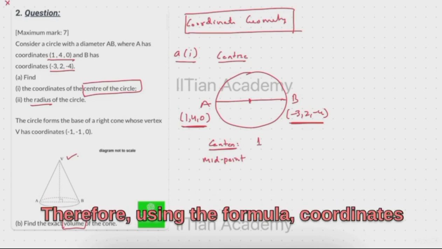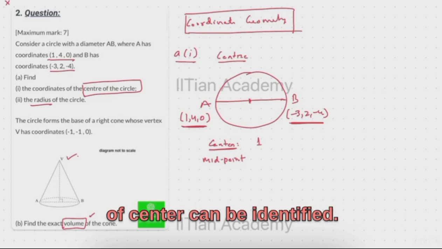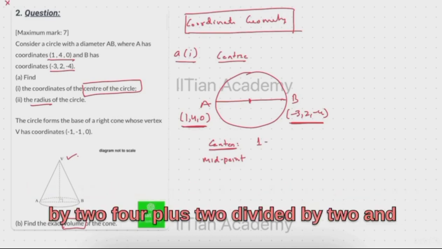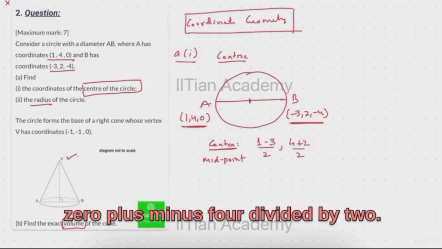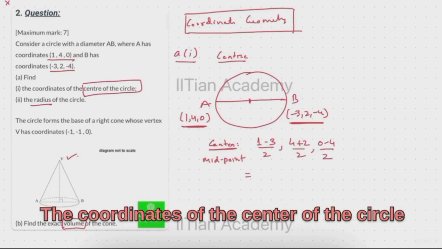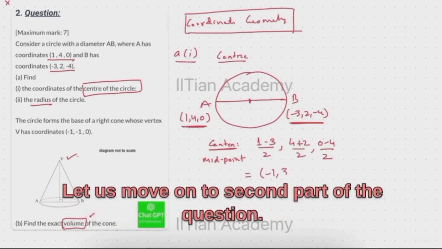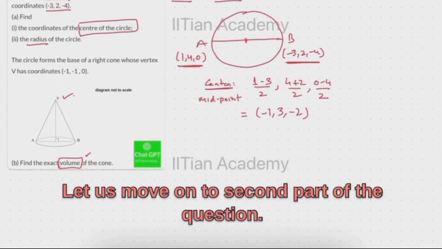Therefore, using the formula, coordinates of the center can be identified. The coordinates will be 1 minus 3 divided by 2, 4 plus 2 divided by 2 and 0 minus 4 divided by 2. The coordinates of center of the circle will be minus 1, 3 and minus 2. Let us move on to the second part of the question.